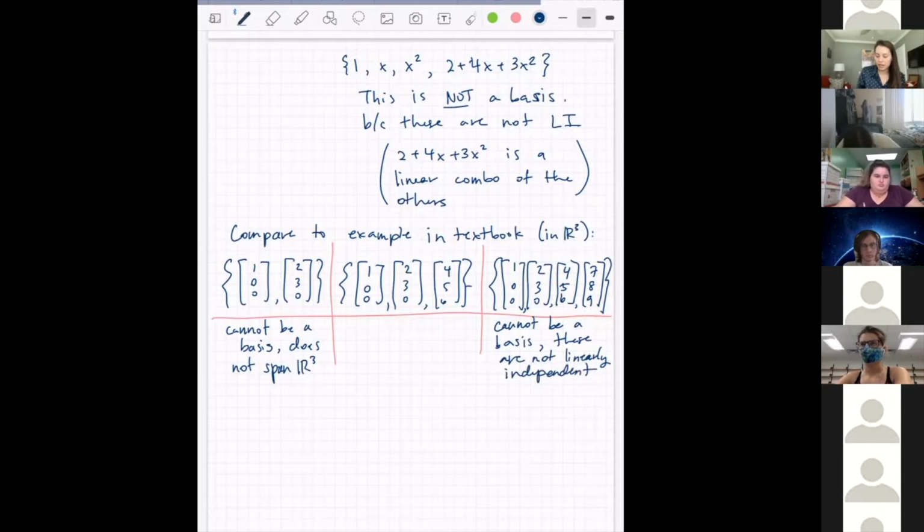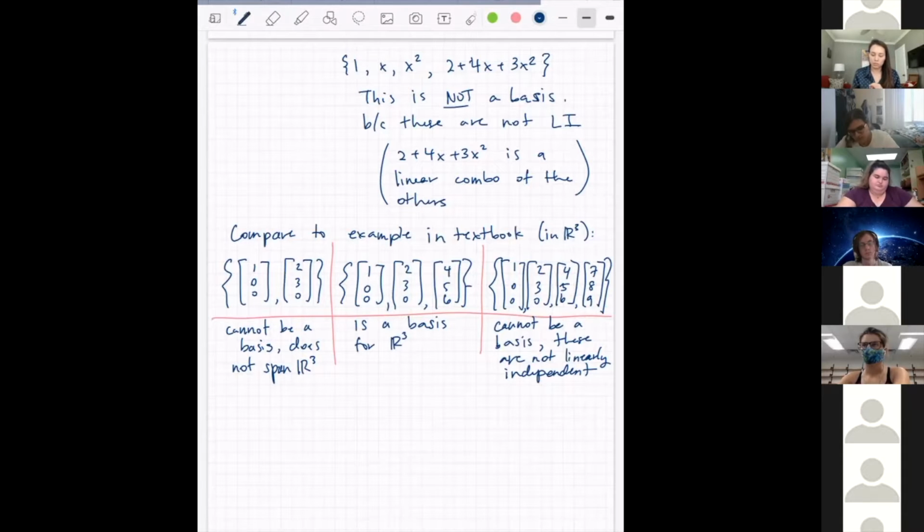Okay, and you could see that if we were to put these into a matrix and row reduce it, we would necessarily have a free variable, right? So these could not be linearly independent. And the collection in the middle, this is a basis for R3 because it will be both linearly independent and it will span R3.